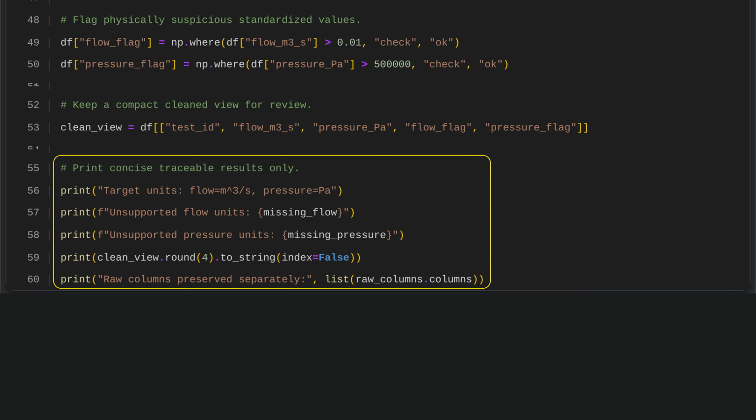The output first states the standardized target units, cubic meters per second for flow, and pascals for pressure. It then reports how many flow and pressure units could not be converted, shows a cleaned and rounded version of the standardized data without the index, and lists the original raw column names to confirm they are preserved for traceability.